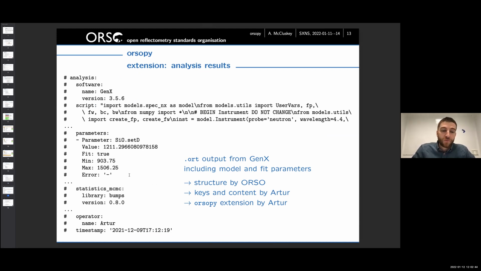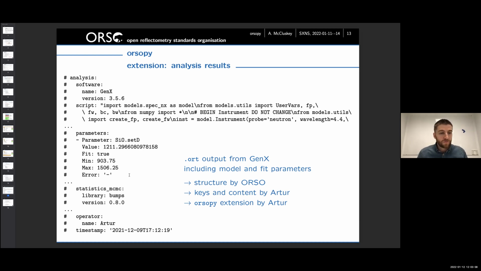I just want to briefly mention. So obviously there's the standard Orso file format objects, but Artur has actually done something quite interesting in GenX, where GenX is able to output a modified version of the ORT file that includes analysis information from the GenX software. And so that's an example of this here.